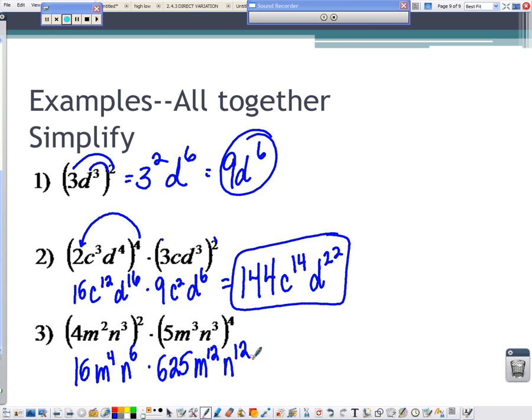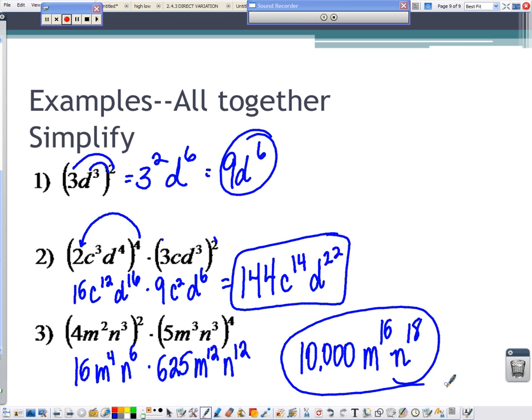Okay? So now the next step is just multiplying items. So if I start off by multiplying 16 times 625, I'm going to get 10,000. M to the 4th times m to the 12th is going to give me, remember, when I'm multiplying two bases like that, then I'm going to add their exponents. It's going to give me m to the 16th. And then I get n. And remember, when I'm multiplying, I have to add their exponents. So 6 plus 12 is going to give me 18. So your final answer should have been 10,000 m to the 16th, n to the 18th.